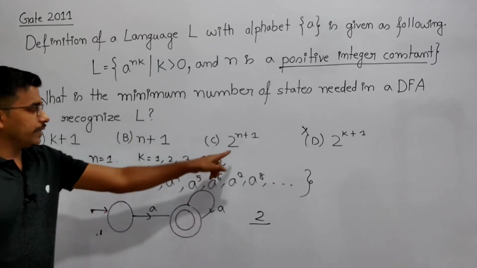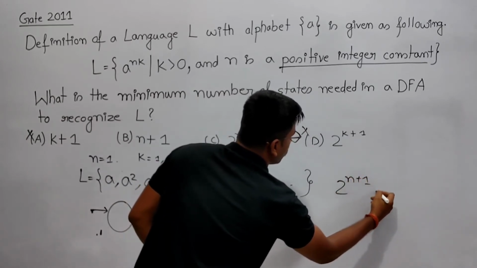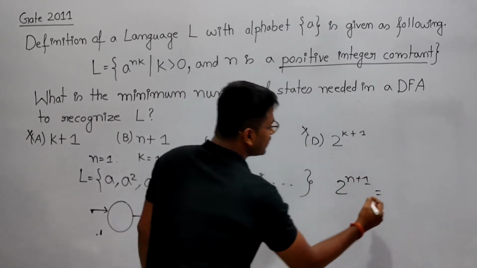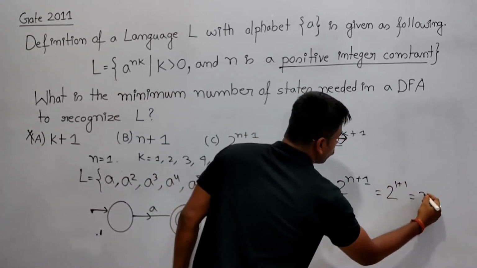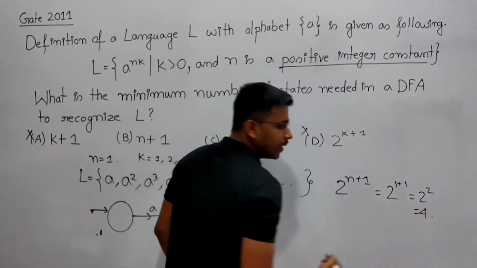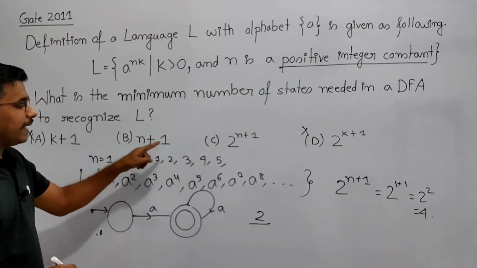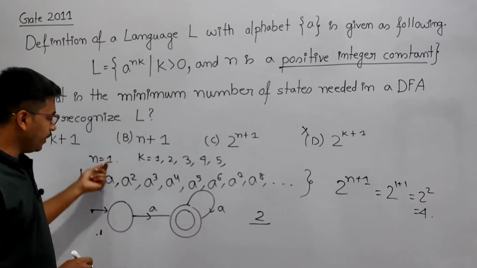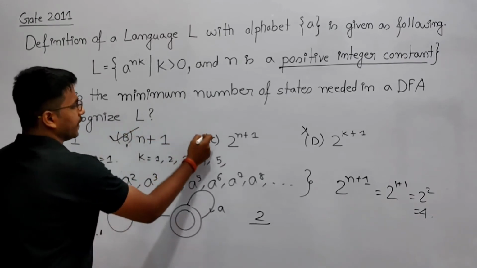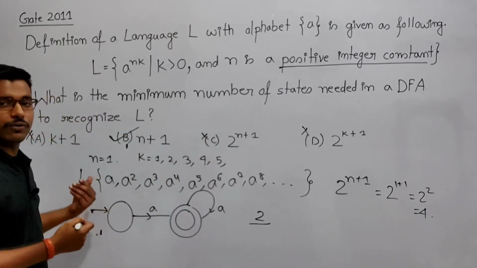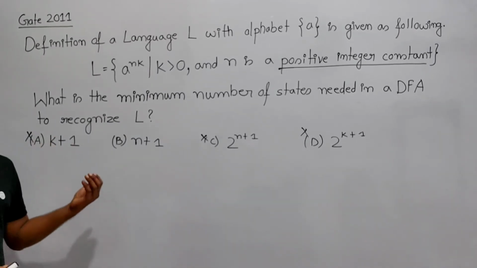Now if we use the other option, it says 2 to the power n plus 1. So your n is 1, plus 1 gives 2, and 2 to the power 2 gives 4 states. This formula says you will get 4 states, but the other says you will get 2 states. So when n is 1, you require 2 states in the minimal DFA. So this option is correct and this is incorrect. You can even try for n equal to 2, n equal to 3, and keep on varying k.